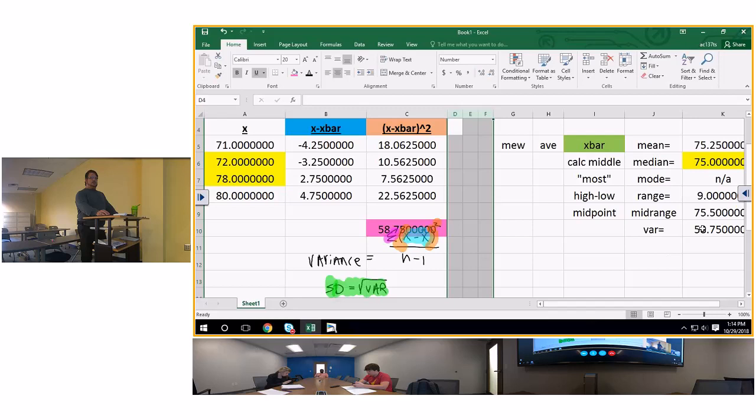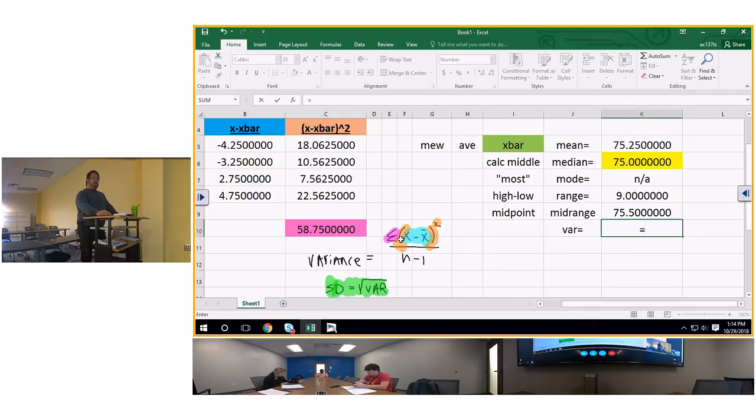What's my variance? My variance is going to equal this number divided by, what's n minus 1? Well, what is n? How many numbers do we have? 4. What's 4 minus 1? 3. And that is your variance. Variance is really not that important, but now I can find the standard deviation.